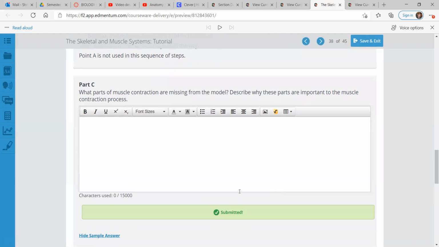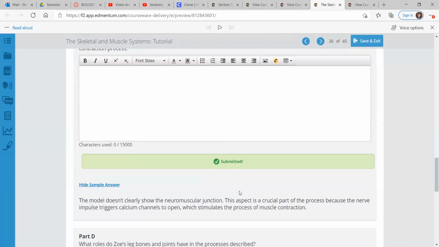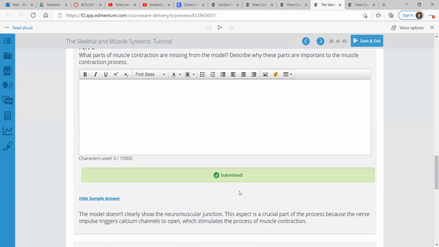Part C, let's see. The model doesn't clearly show the neuromuscular junction, and that is a crucial part of the process because the nerve impulse triggers calcium channels to open, which stimulates the process of muscle contraction.